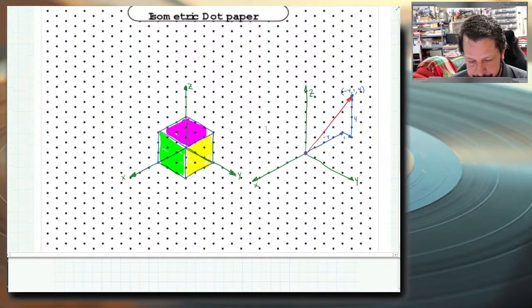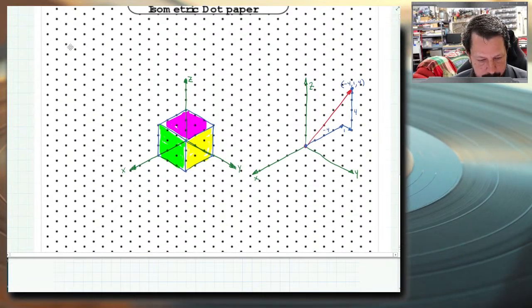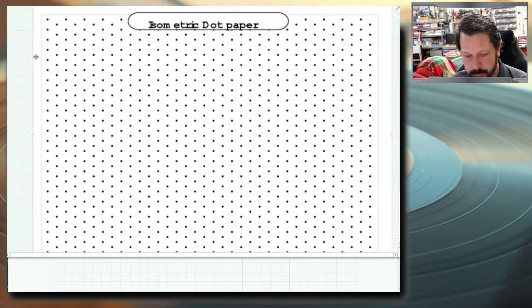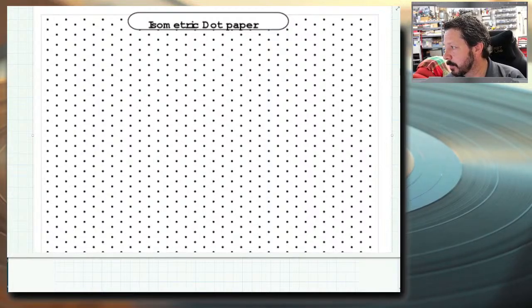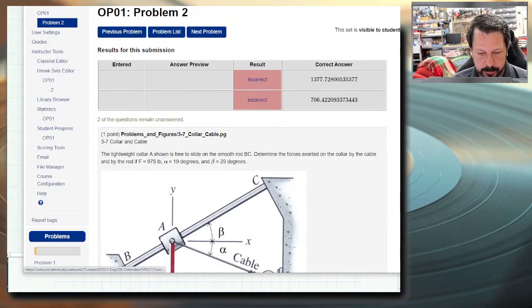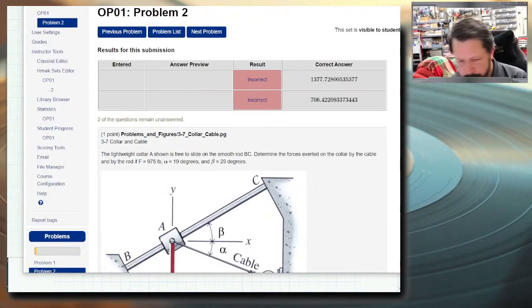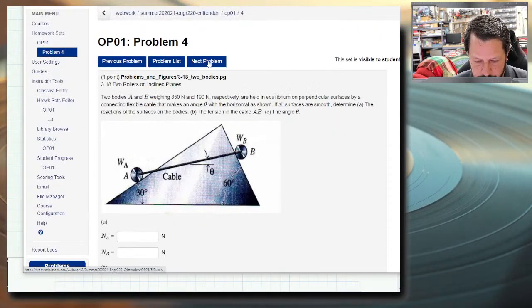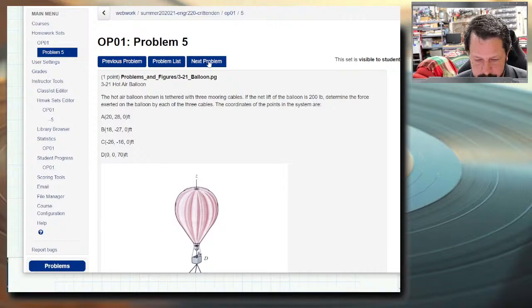So let's see. Let's actually copy our page of grid paper and paste it back so we have a blank one. And let's go back to our web work. Where did I put it? It's over here. All right, so let's grab a different problem. I'm going to grab problem 6. So 2, 3, 4, 5, 6.